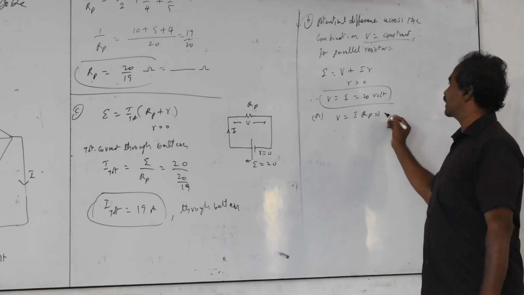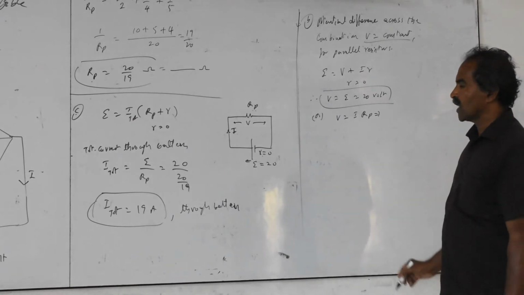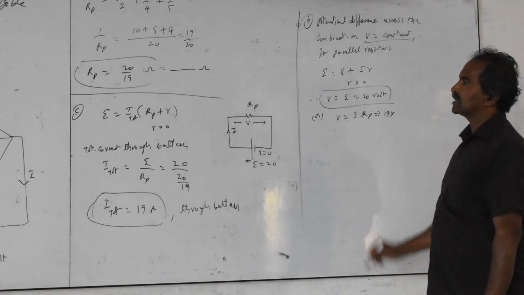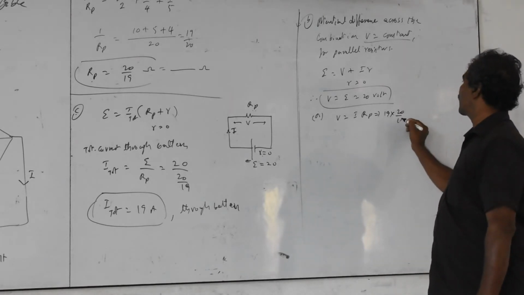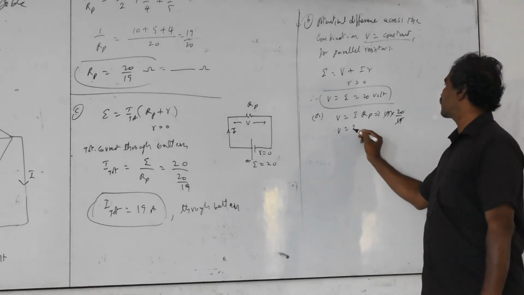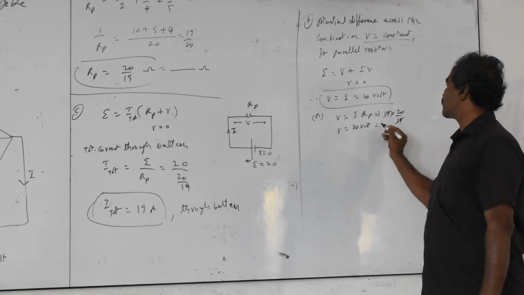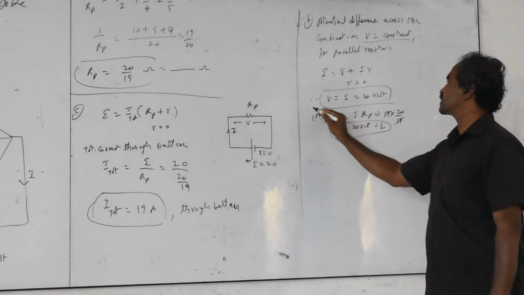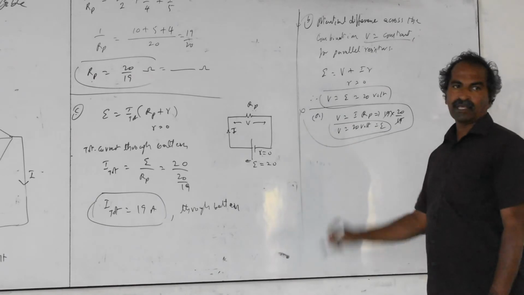How much is the current I? The current we got is equal to 19 amperes. What is the resistance RP? It is 20 by 90, and 90 cancels. What you get is V equal to 20 volts, which is supposed to be equal to EMF, right? Because internal resistance is 0. This part is extra, I will give it, not required.